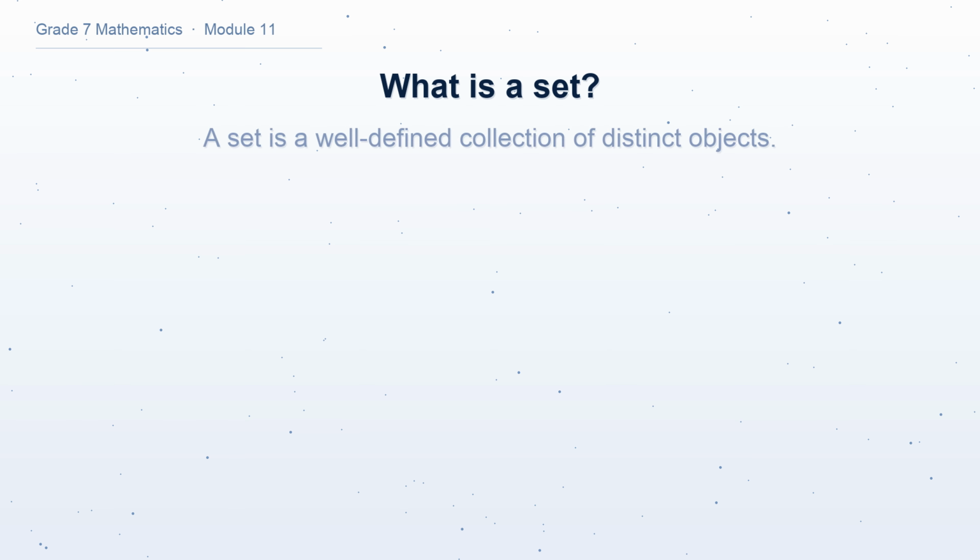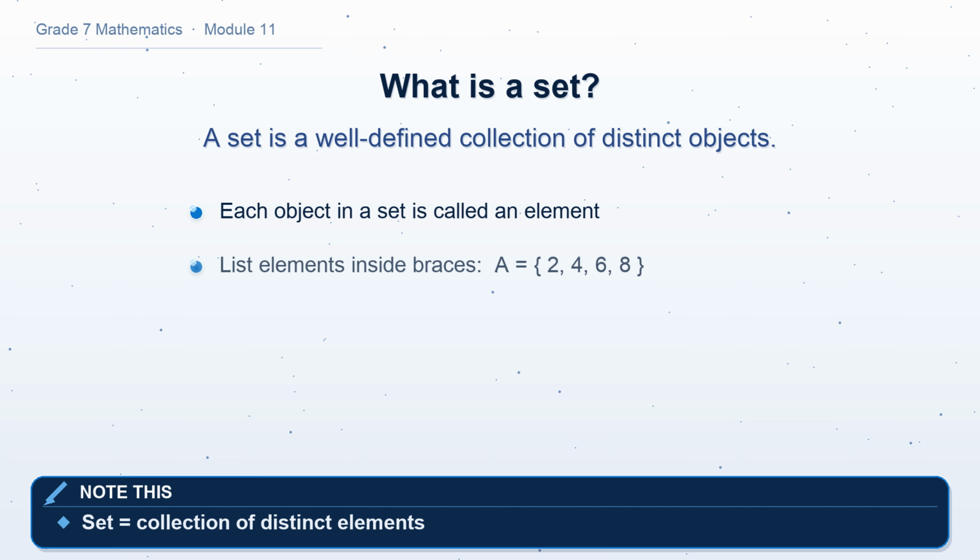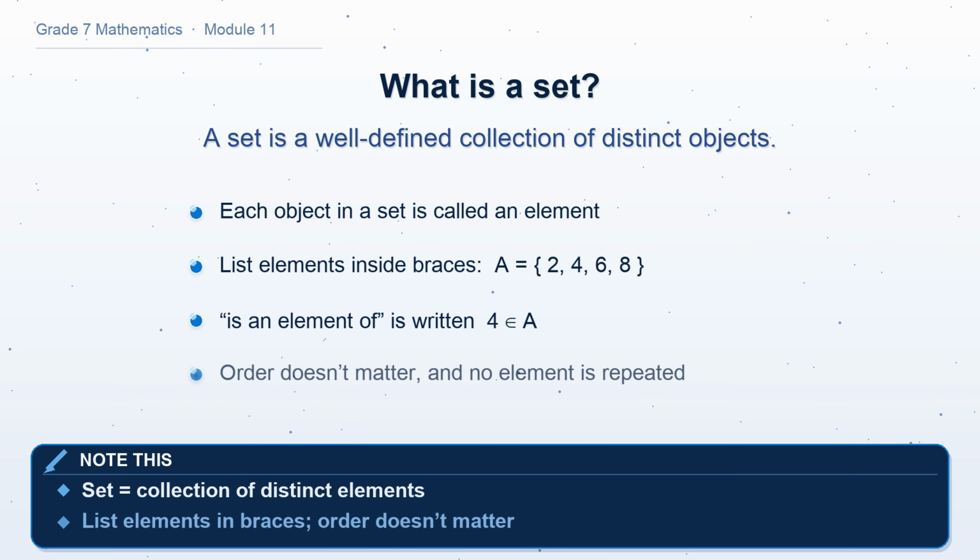A set is a well-defined collection of distinct objects. Each object inside the set is called an element. We list the elements between curly braces, so the set A might be {2, 4, 6, 8}. When 4 belongs to that set, we say 4 is an element of A. Two rules keep a set tidy. The order of the elements does not matter, and no element is ever repeated. With a clear set in hand, we can ask how one set sits inside another.